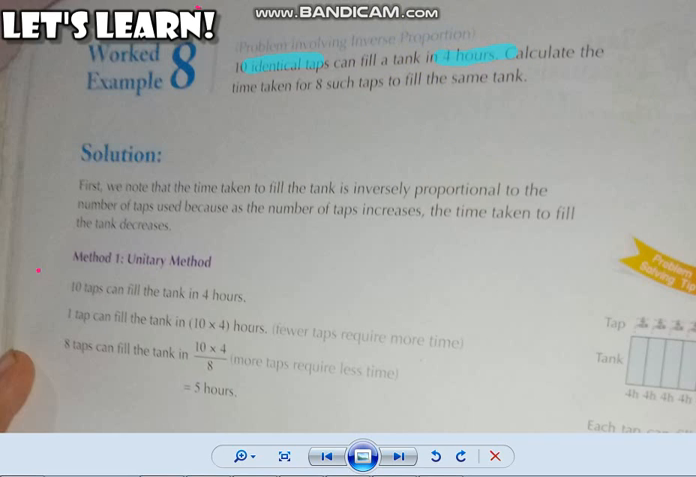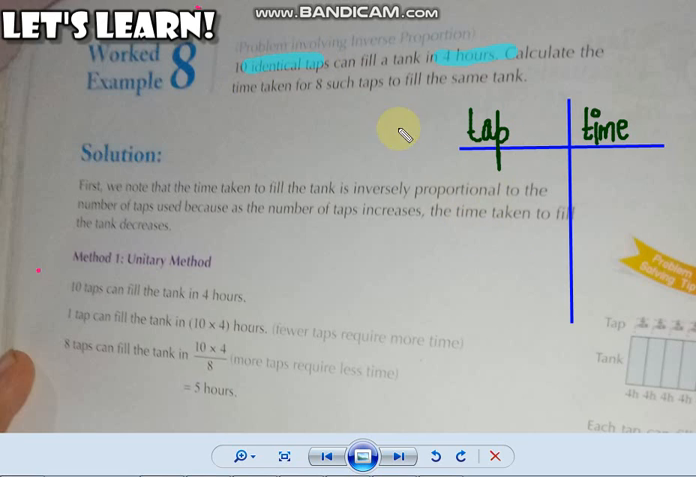So what I'm going to do is I'm going to make a table out here first, and then I'm going to write down the two things. So the first thing is the tab. I'm going to put the value of tab under the tab column. So 10 tabs can fill up in 4 hours. We know the unit of time is basically hours. Now in the question we are asked, how much time will it take 8 tabs to fill the tank. So 8 tabs to fill the tank. We need to just calculate out.